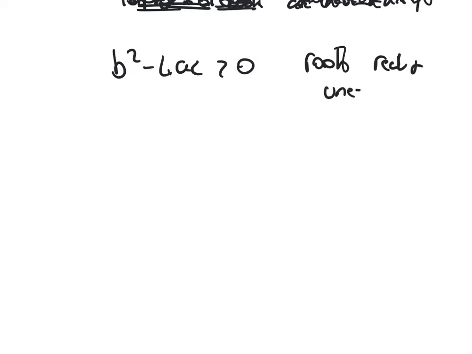Okay, we're going to just pause and think about our different conditions for discriminant again. So remember that greater than 0 roots are real and unequal, or real and distinct. Two solutions, b squared minus 4ac is equal to 0. Roots are real and equal.